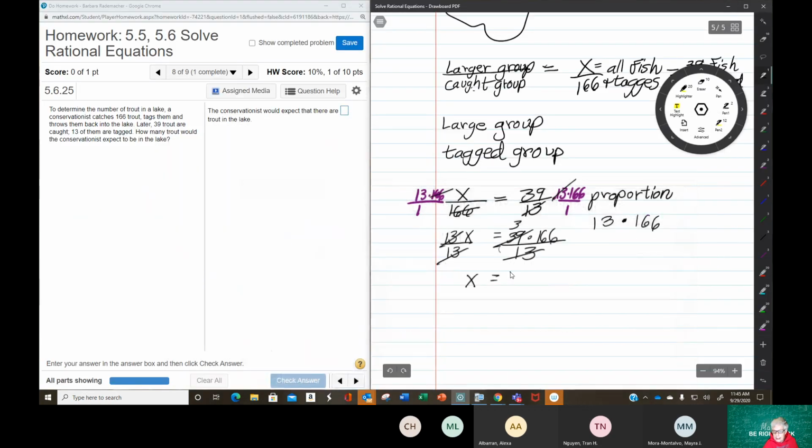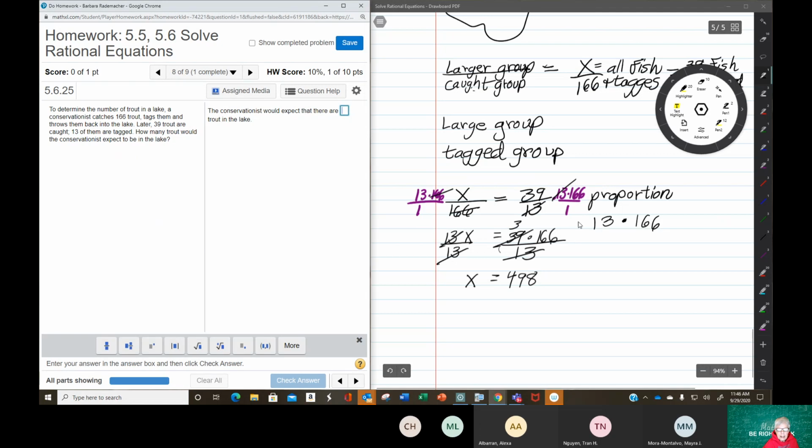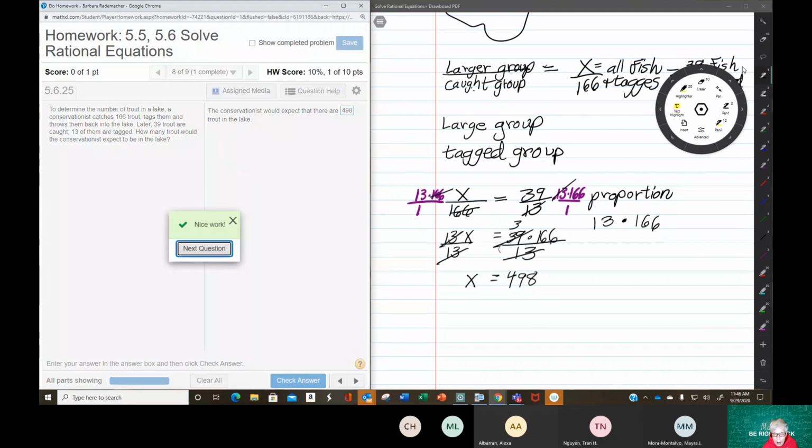So we would guess there are 498 fish in the lake, and I'm going to put myself on the line and guess 498 and not be surprised whether it's either right or wrong. Yes, I am surprised.